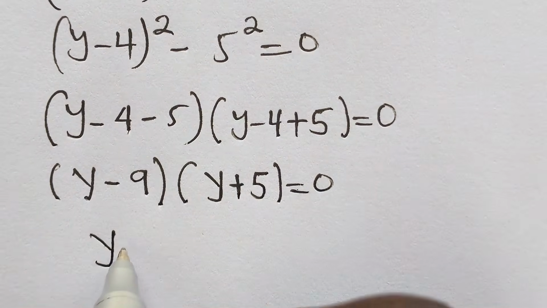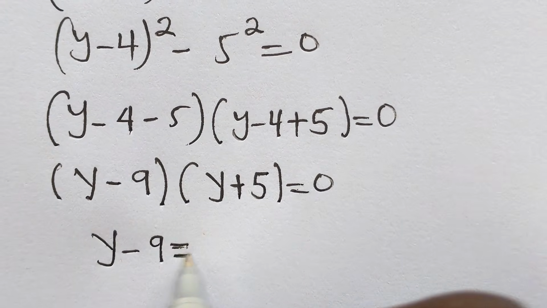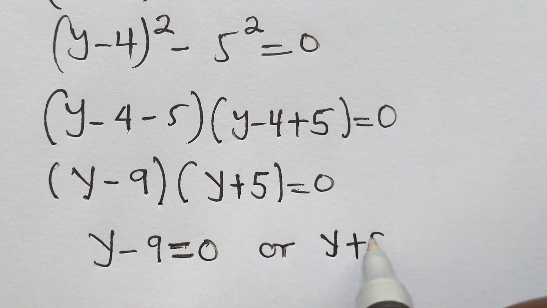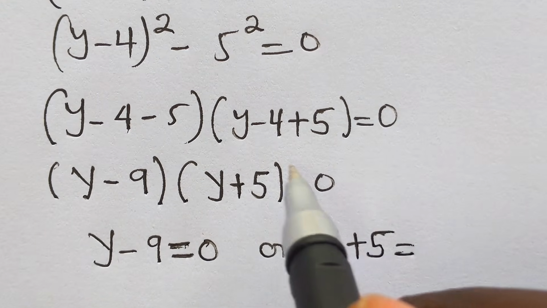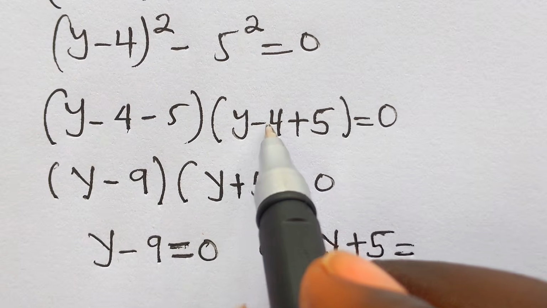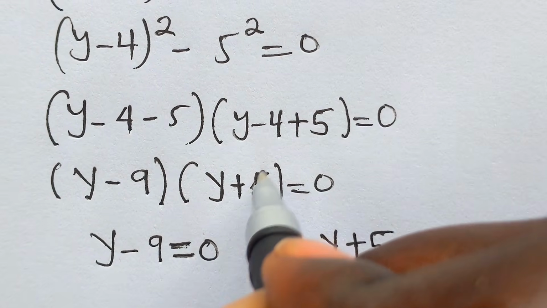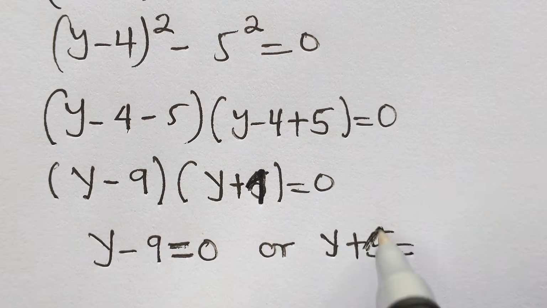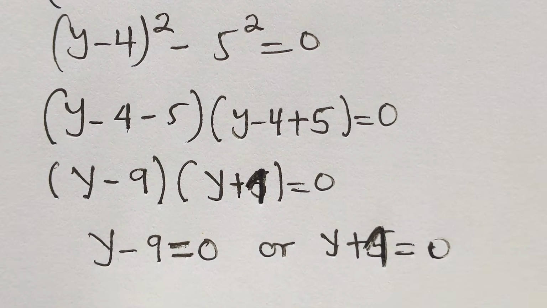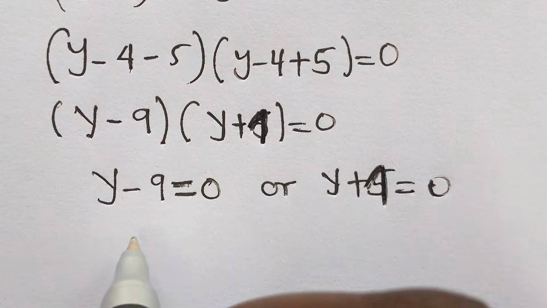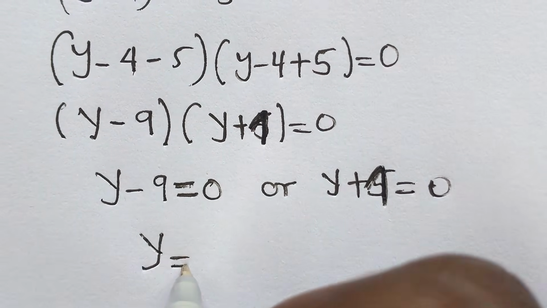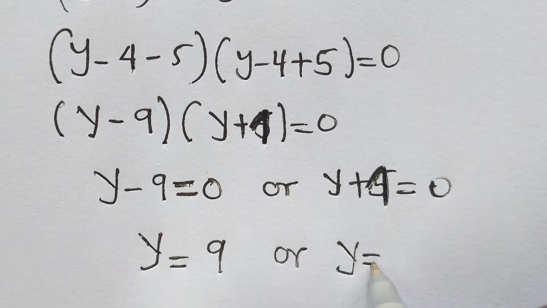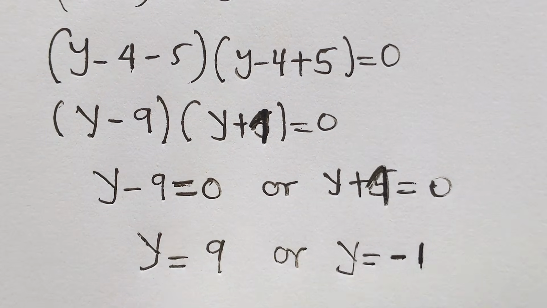Then y - 9 = 0, or y + 1 = 0. Sorry, this is 1, not 5. That's why we say y = 9, or y = -1.